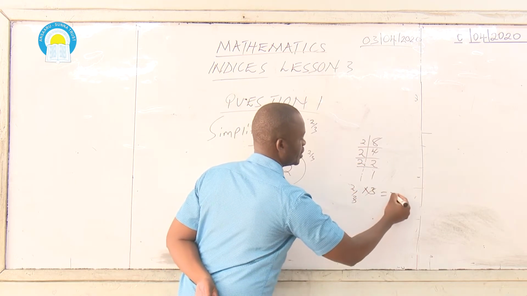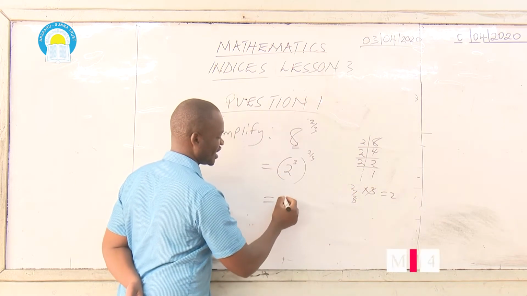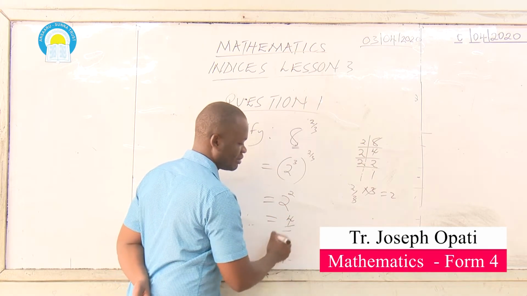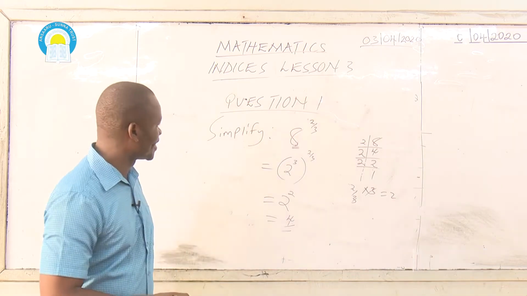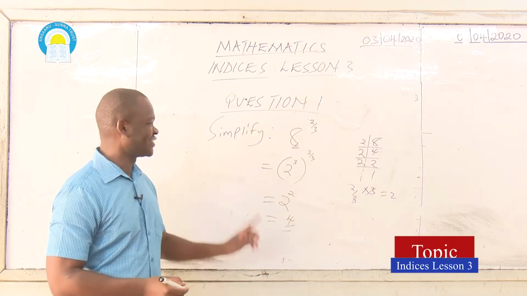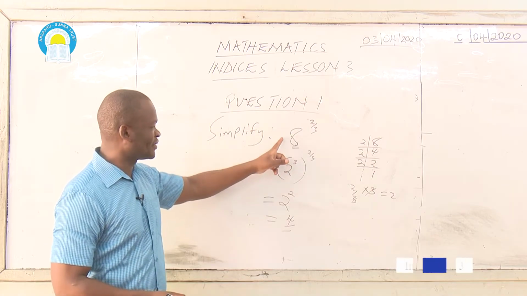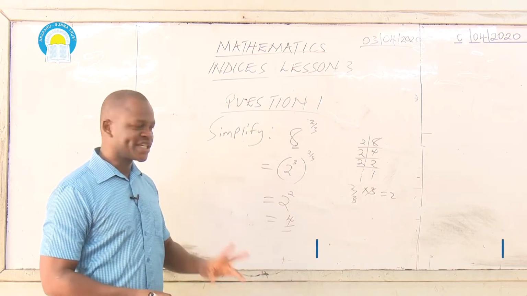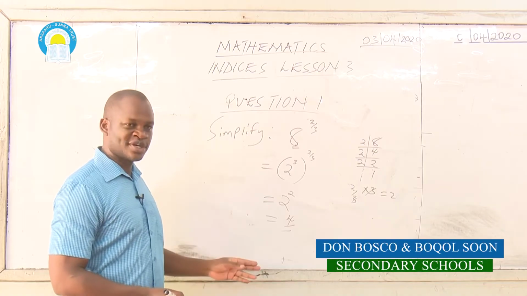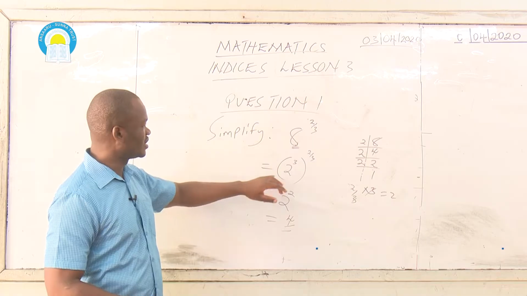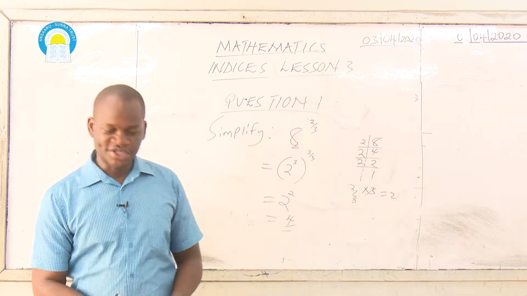What do you get? You get 2. This means I'll have 2 power 2, which in the end will be 4. That becomes the final answer. So the approach: begin by expressing 8 in index form, of course choosing the most appropriate base. In this case the base is 2. That is question 1.